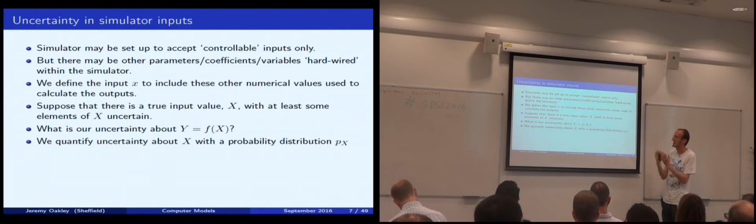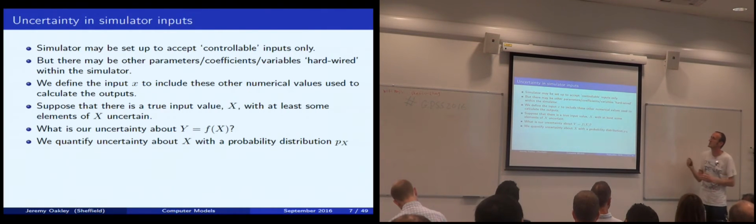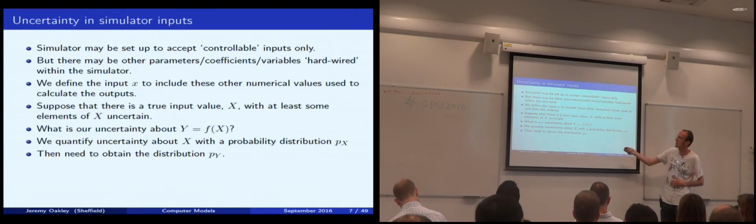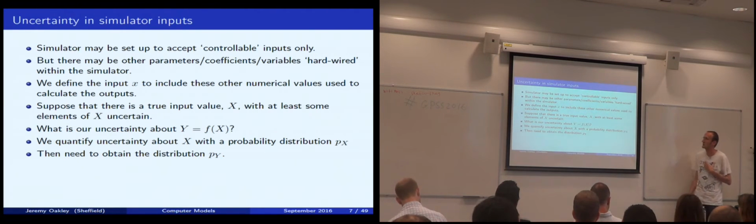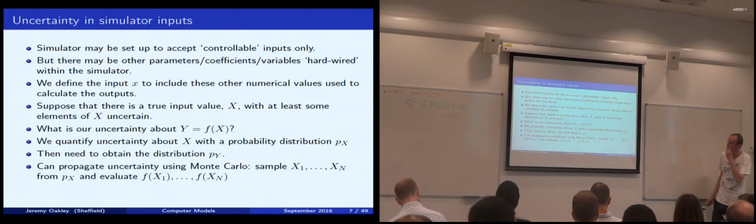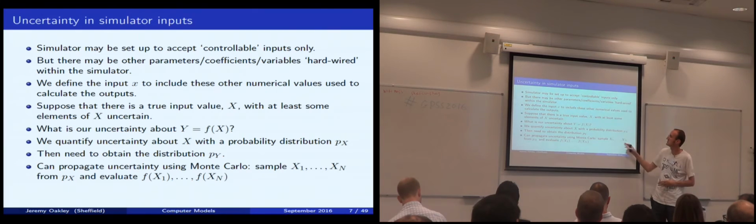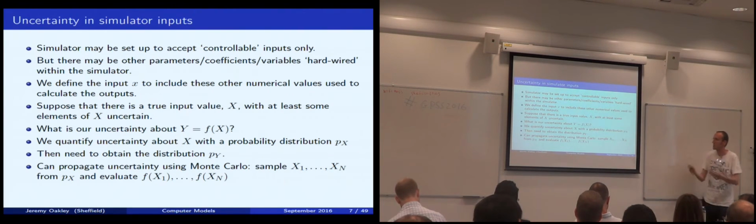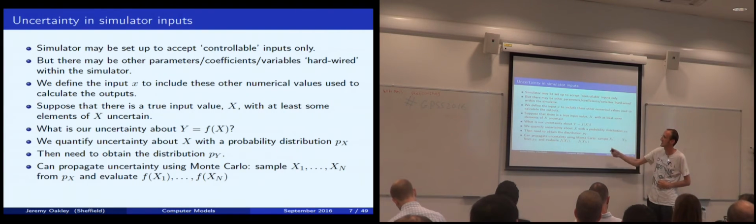My own preference would be to do this probabilistically, so we would come up with some sort of probability distribution that quantifies our uncertainty about the inputs that are unknown to us, and then we want to work out the corresponding probability distribution of the output quantity. Okay? And you might do this with Monte Carlo. So you might generate a sample of random inputs from your distribution. You propagate them through the model, so you run the model at each sample input to get a sample output. Okay?